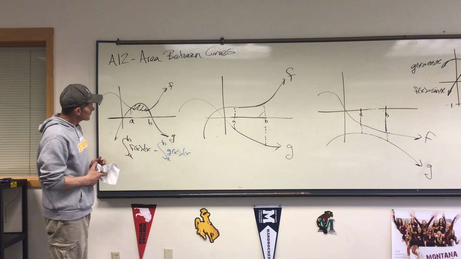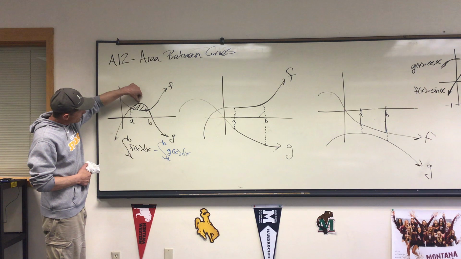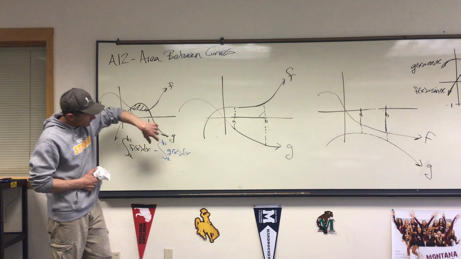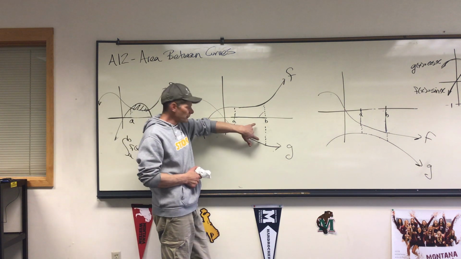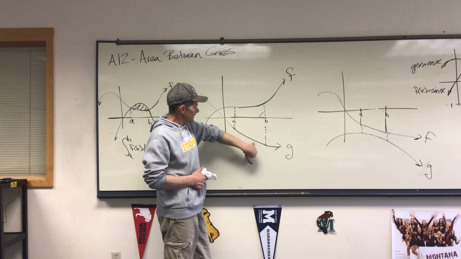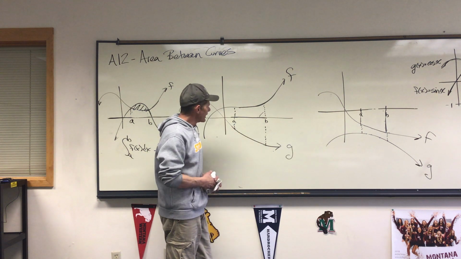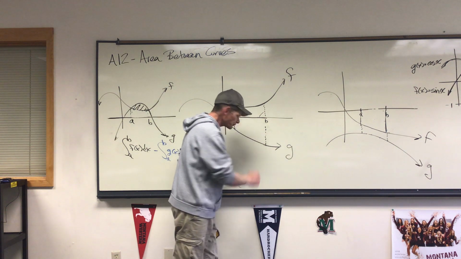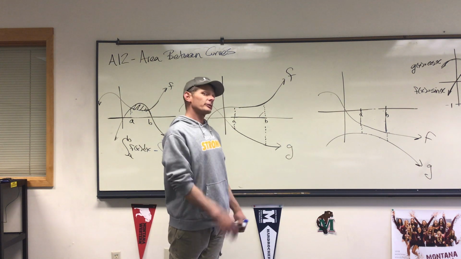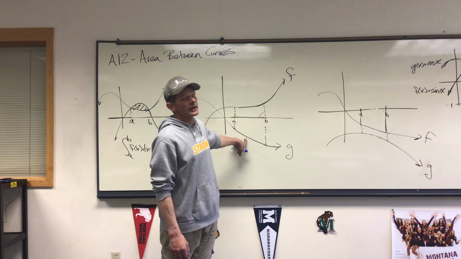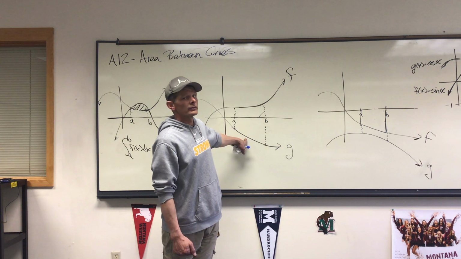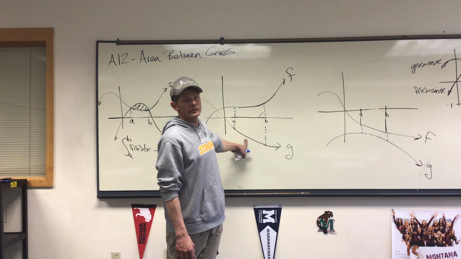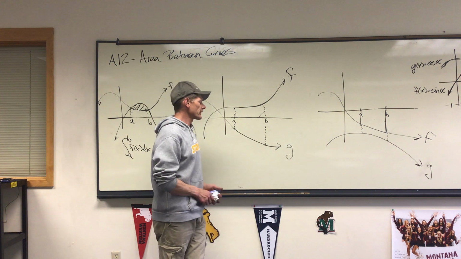And we are always going to take the integral of the one on top and subtract the one at the bottom. This one looks a little different because g is not non-negative on the interval. In the last lesson, you evaluated some definite integrals where the interval was below the x-axis, and you found that it just gives you the opposite of the area.